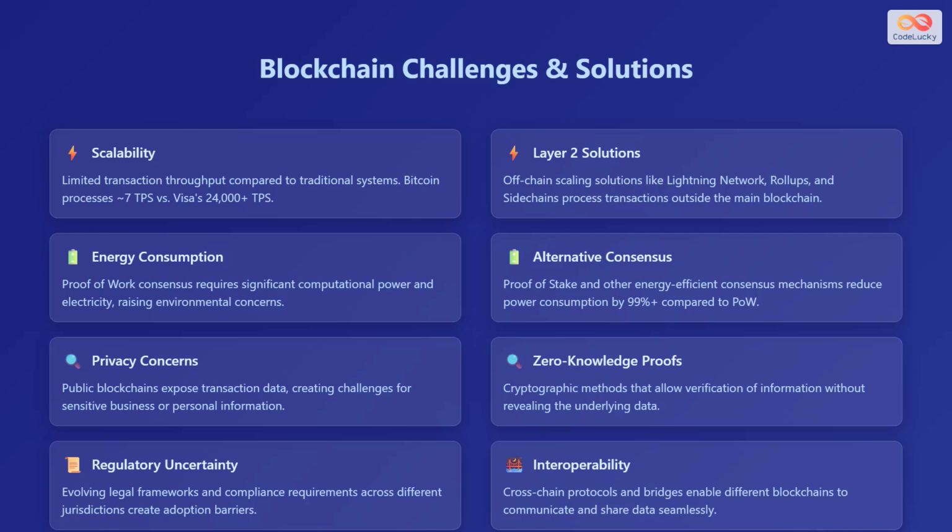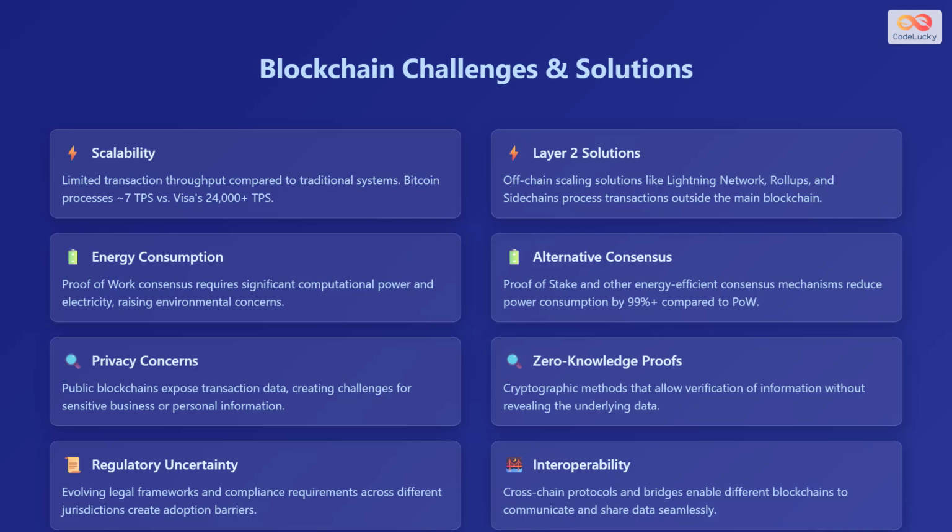Privacy is also a challenge. Public blockchains expose transaction data, creating challenges for sensitive business or personal information. Regulatory uncertainty, with evolving legal frameworks and compliance requirements across different jurisdictions, creates adoption barriers.